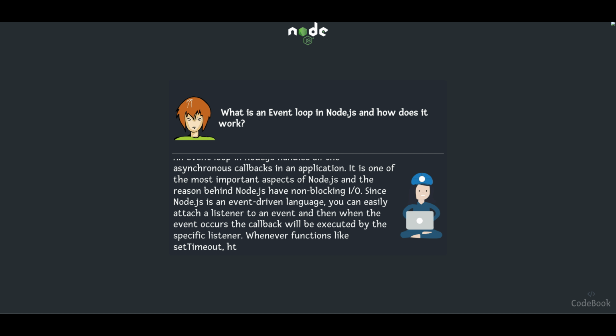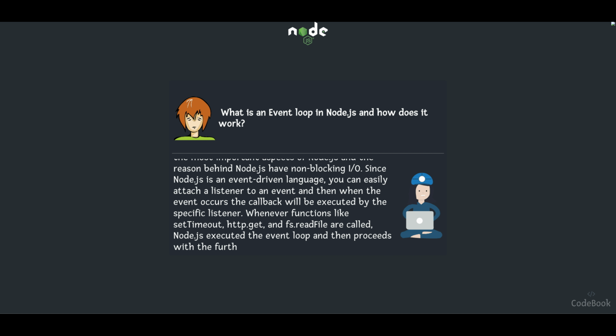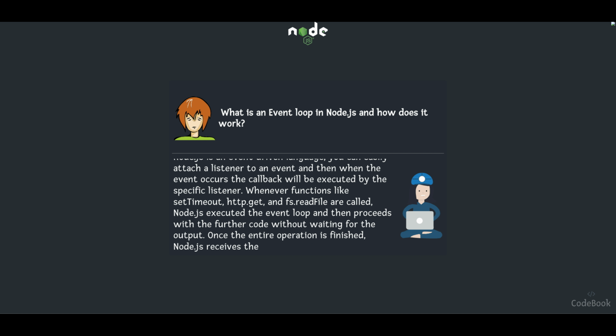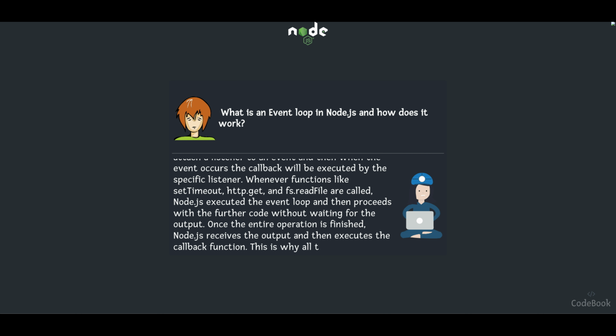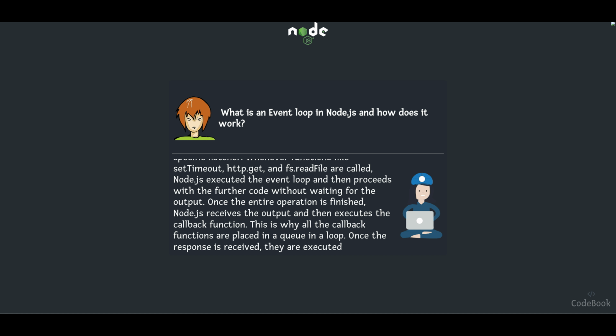Whenever functions like setTimeout, http.get, and fs.readFile are called, Node.js executes the event loop and then proceeds with the further code without waiting for the output. Once the entire operation is finished, Node.js receives the output and then executes the callback function. This is why all the callback functions are placed in a queue in a loop. Once the response is received, they are executed one by one.